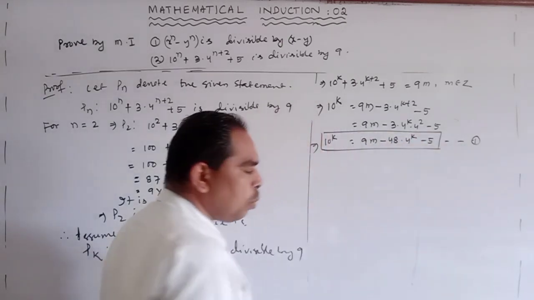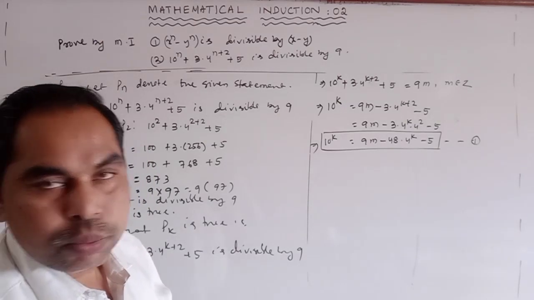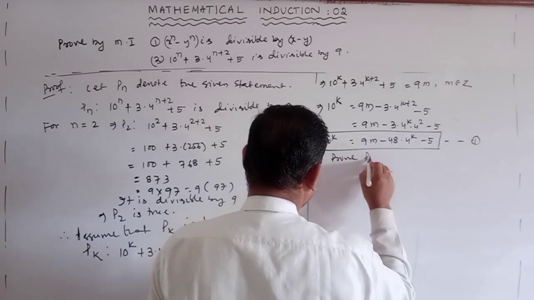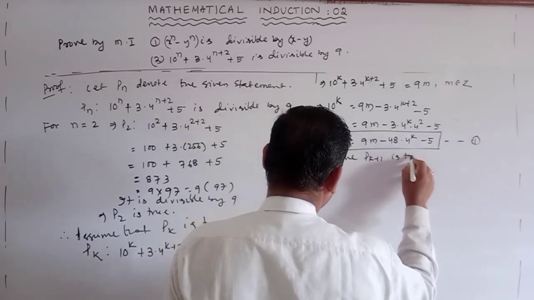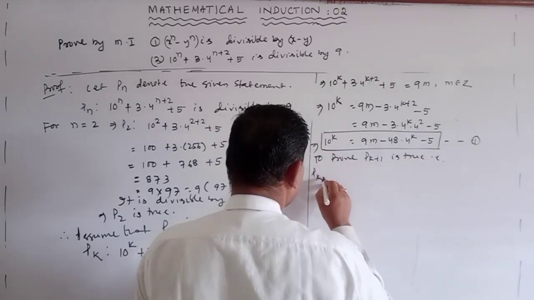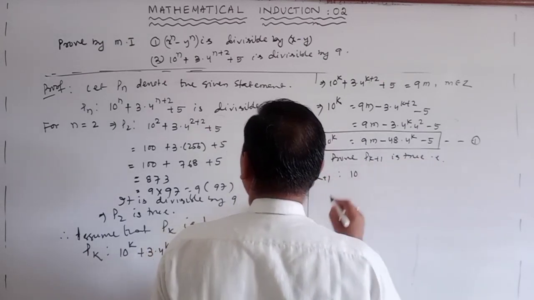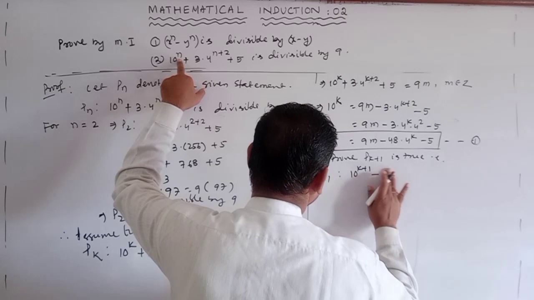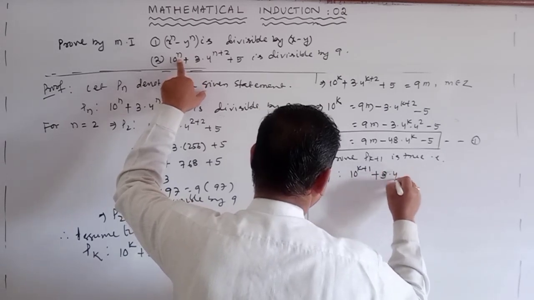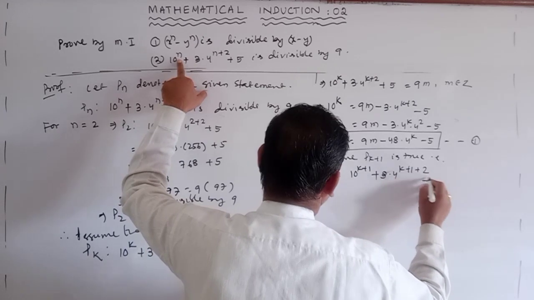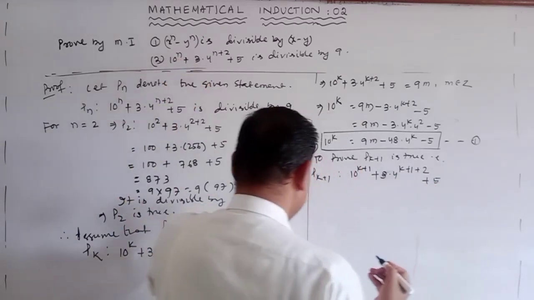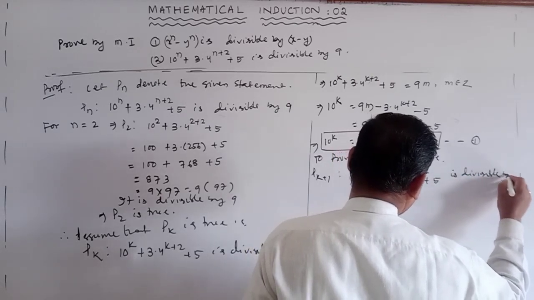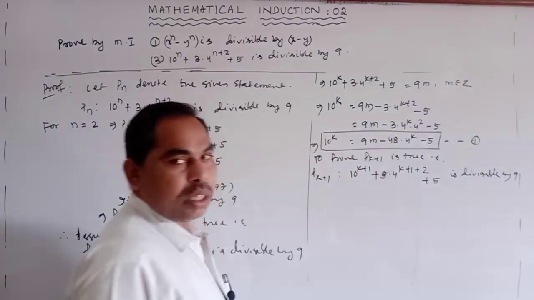So using equation 1, we need to show that Pk plus 1 is true. To prove Pk plus 1 is true, that is Pk plus 1 such that, put n is equal to k plus 1, 10 to power k plus 1 plus 3 into 4 to power k plus 1 plus 2 plus 5 is divisible by 9. Divisible by 9.